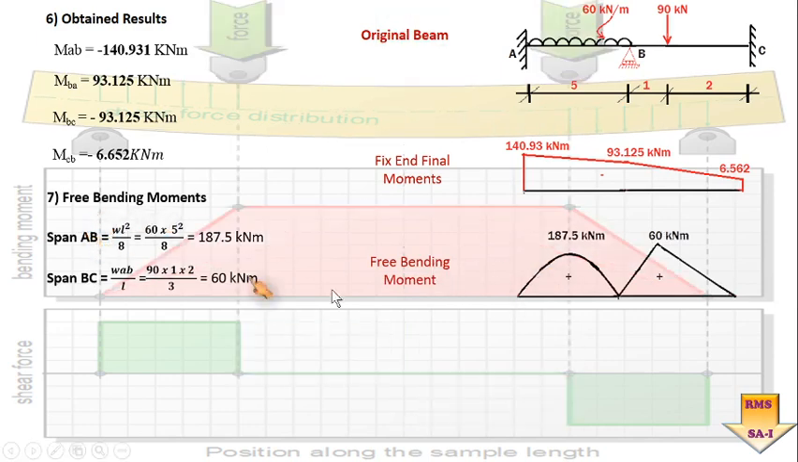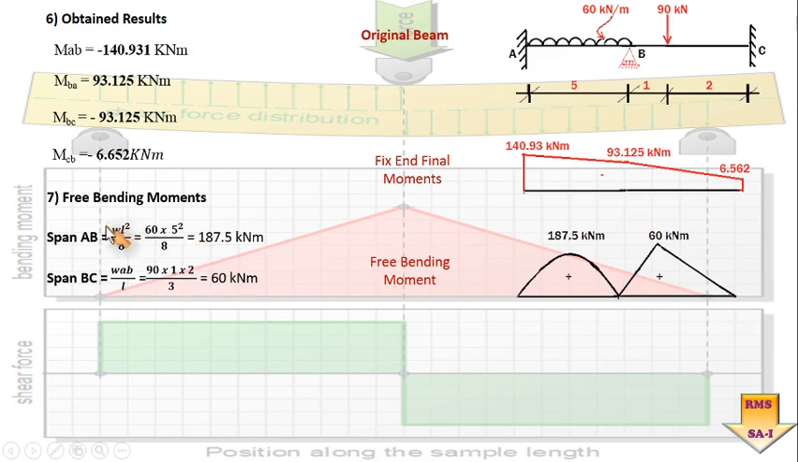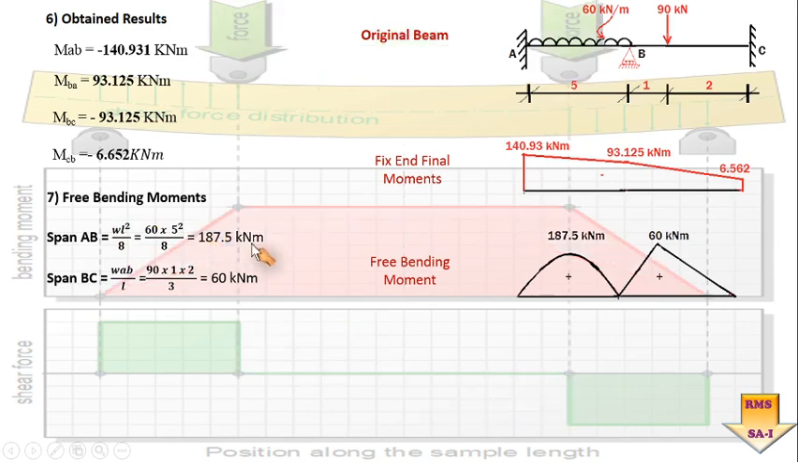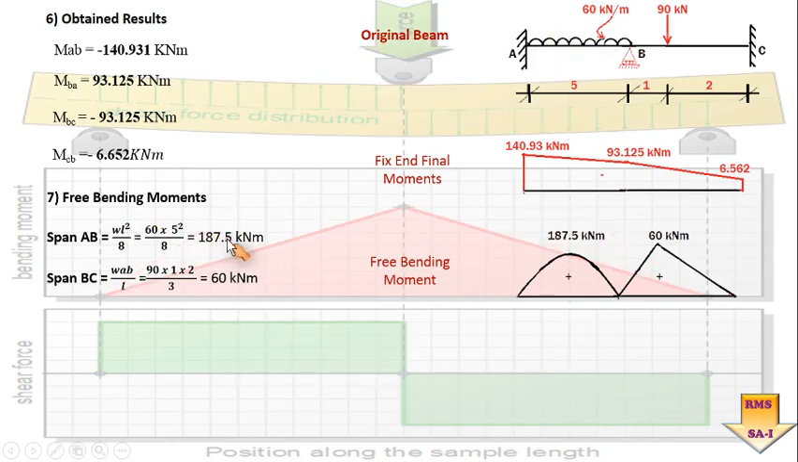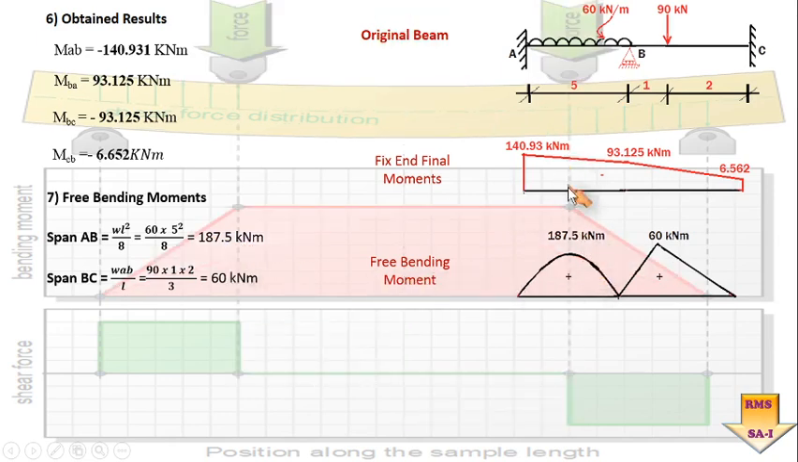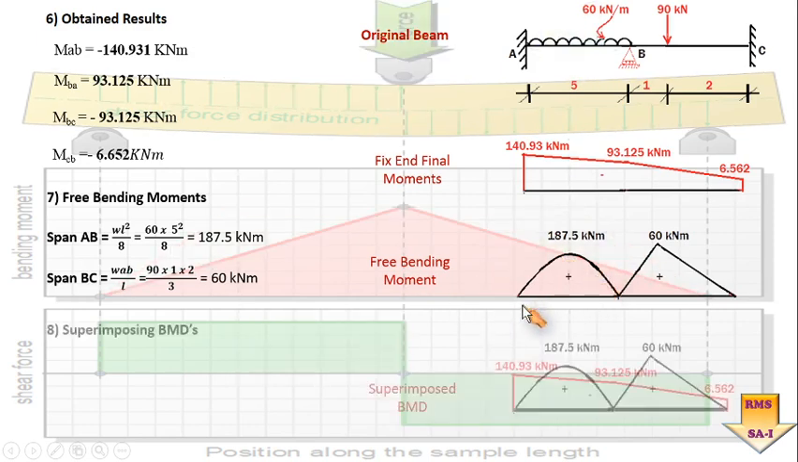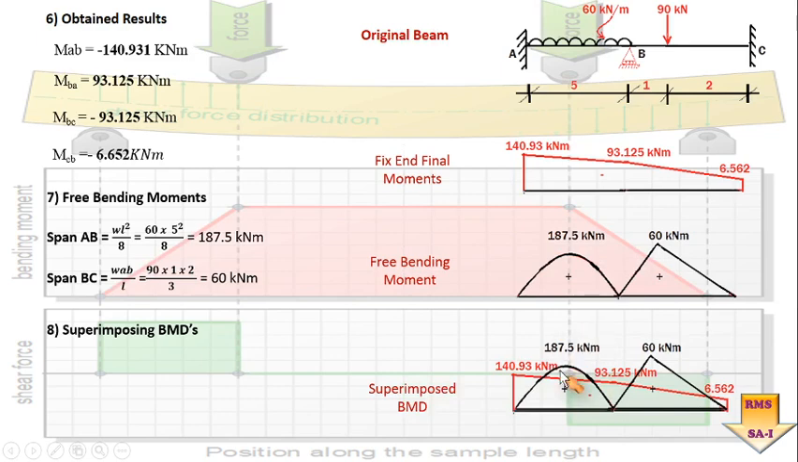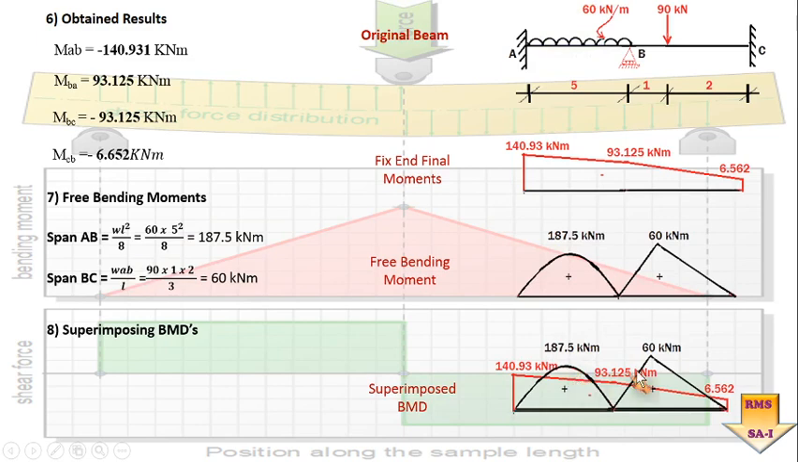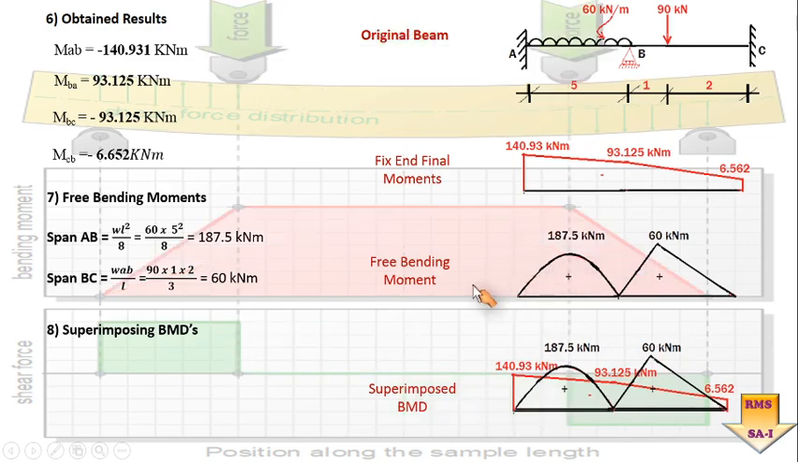Is it okay? After finishing with this, the next job is to find the free bending moment diagram. We know the first span is imposed with the UDL and its free bending moment is WL square by 8. Substitute the value and get 187.5 kilonewton meter. Similarly, for the other span we have worked out, and after finding the final end moment diagram and free bending moment diagram, for finding the resultant we have to superimpose these two diagrams. So this value here is going to give you the resultant moment acting on that span. Similarly, for the other span, this is the resultant value. So this is how we have to work out the values.